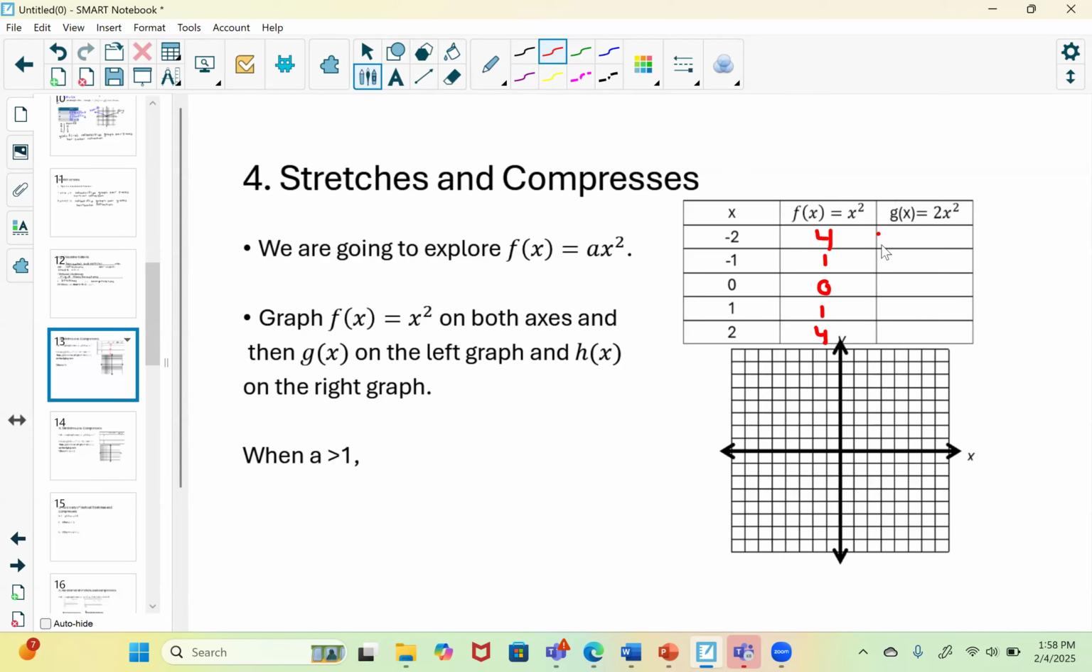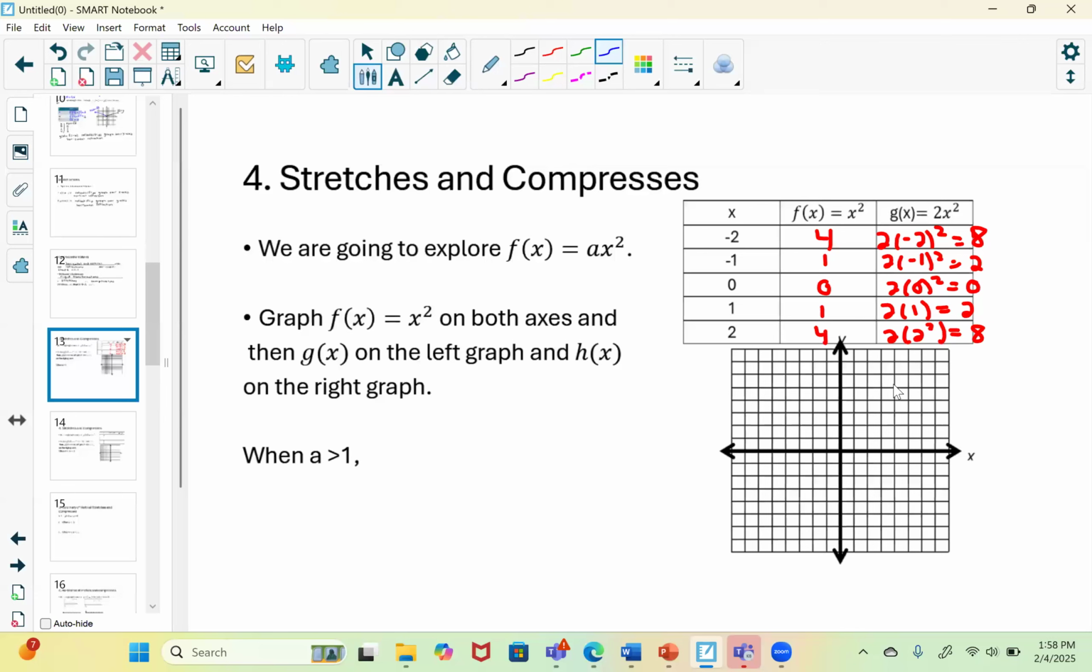So I'm gonna do 2 times negative 2 squared. Negative 2 squared is 4. 4 times 2 is 8. Plug in negative 1 to this function and I get 2. Plug in 0 and I get 0. 1 and I get 2. Plug in 2 and I get 2 squared, which is 4, times 2, which is 8. Okay, and so just notice each of the original y values are multiplied by 2, because I'm squaring it and then I'm multiplying by 2.